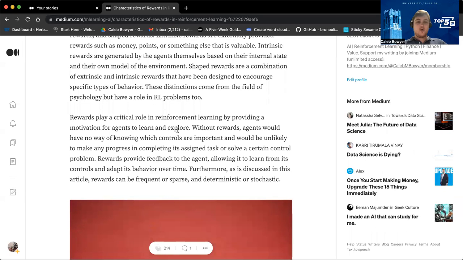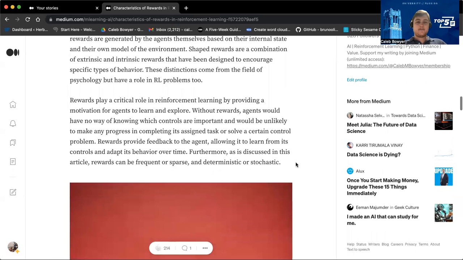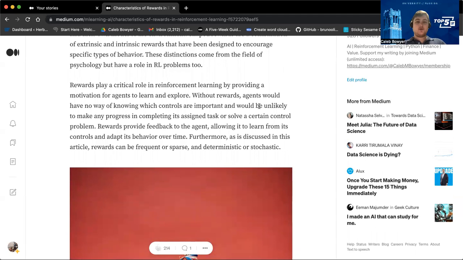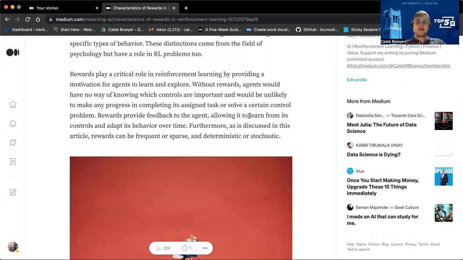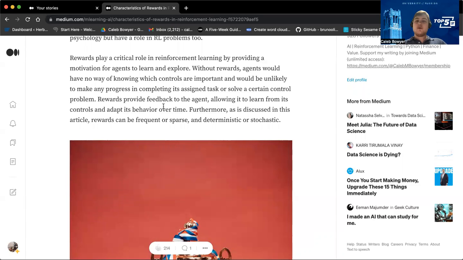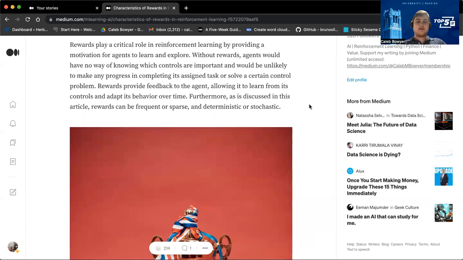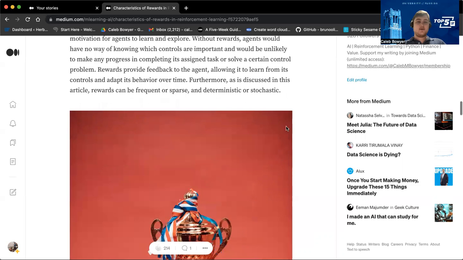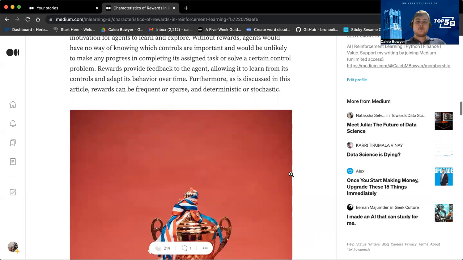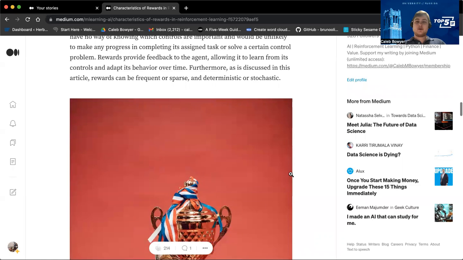Rewards play a critical role in RL by providing a motivation for agents to learn and explore. Without rewards, agents would have no way of knowing which controls are important and would be unlikely to make any progress in completing their assigned task or solving a certain control problem. Rewards provide feedback to the agent, allowing it to learn from its controls and adapt its behavior over time. Furthermore, as is discussed in this article, rewards can be either frequent or sparse, and deterministic or stochastic.